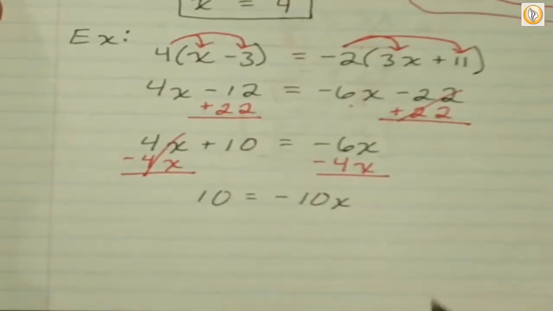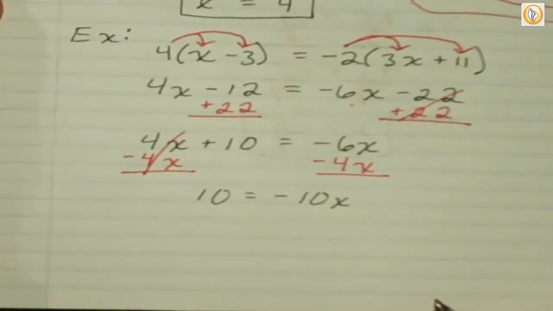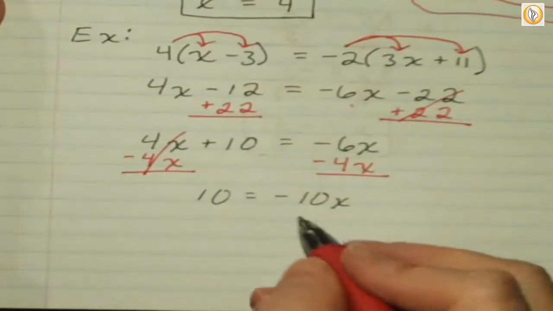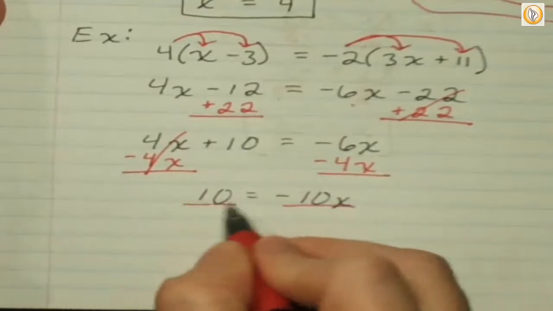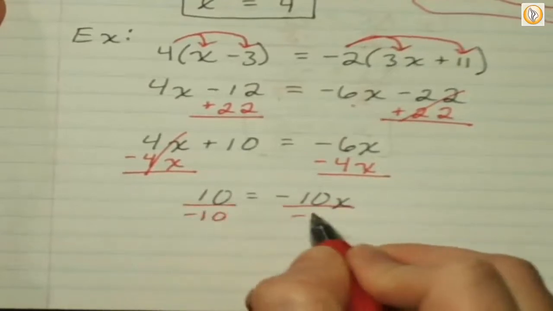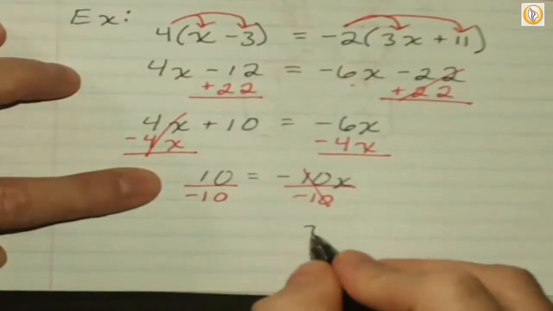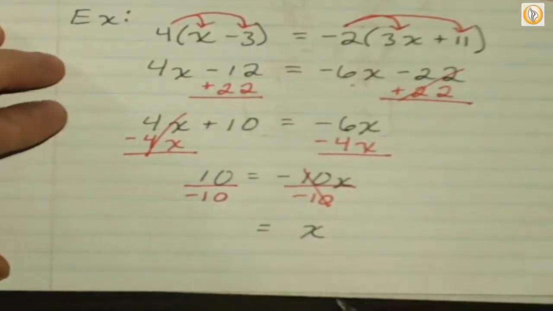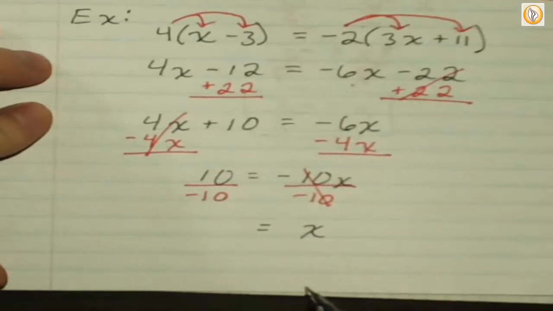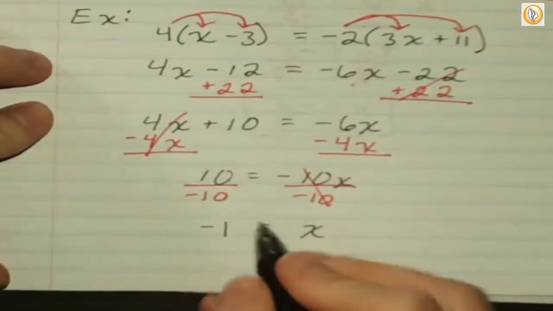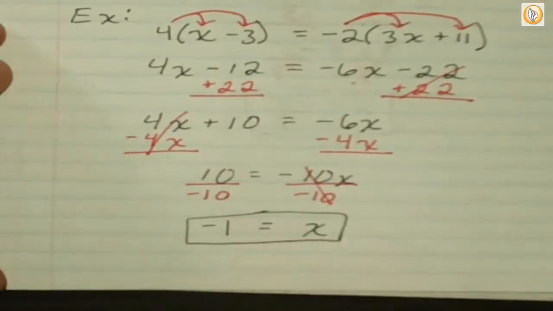Just tell me what operation: adding, subtracting, multiplying, or dividing. We're dividing. You're dividing the 10 by negative 10, right? Yes, on both sides. So 10 divided by negative 10 is negative 1. Very good. And there's your answer.